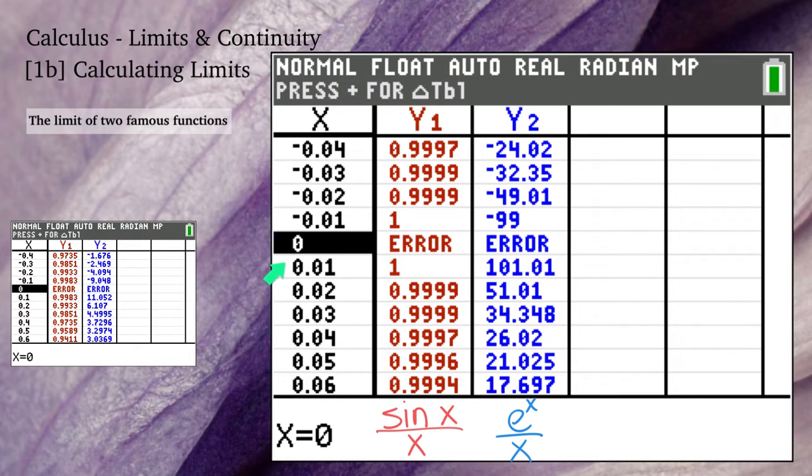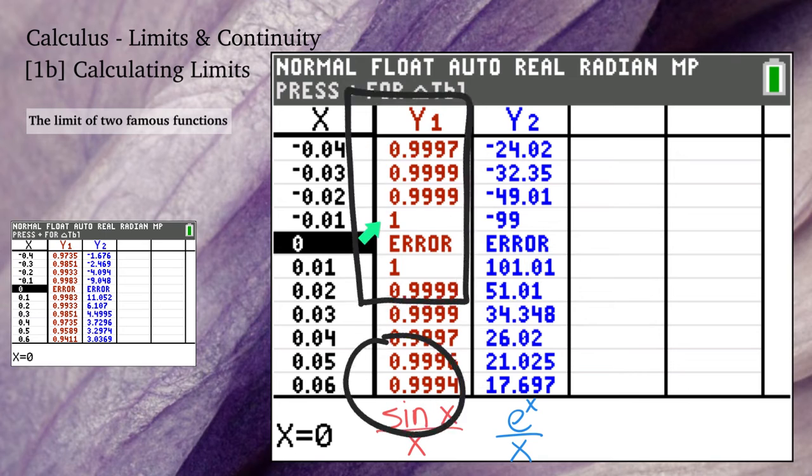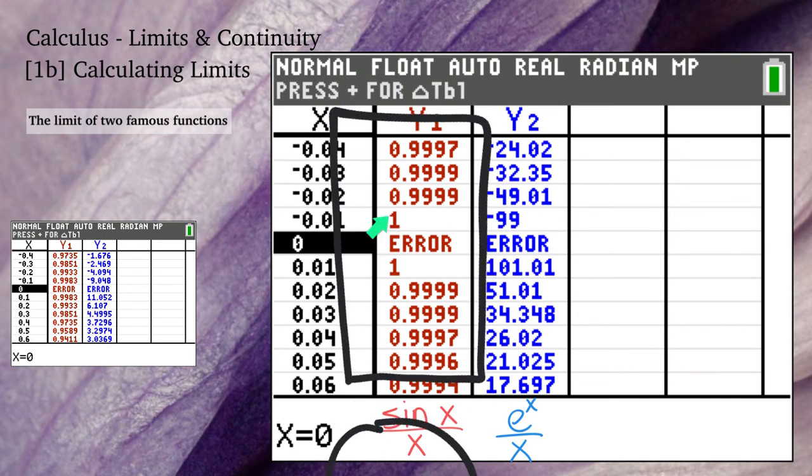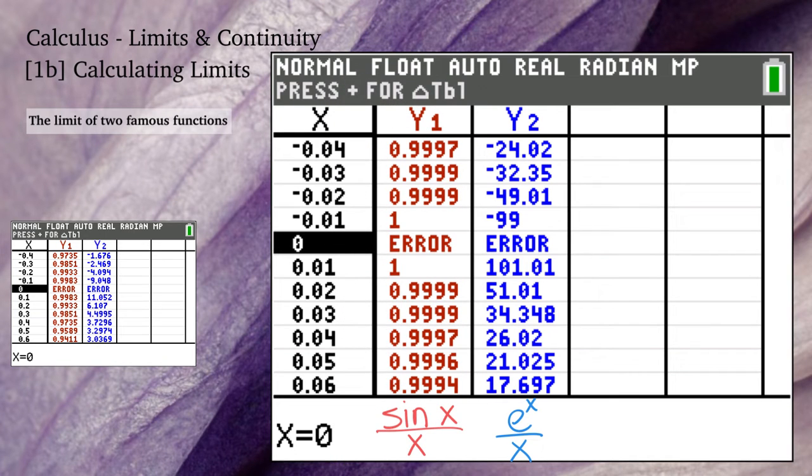In this next screenshot, I changed the table settings. The change in x is smaller at 0.01. The table for sine x over x is really screaming at us that the y value is approaching 1 when x approaches 0. But for e to the x over x, the y values got more intense. We went from -9 to -99, and 11 to 101.